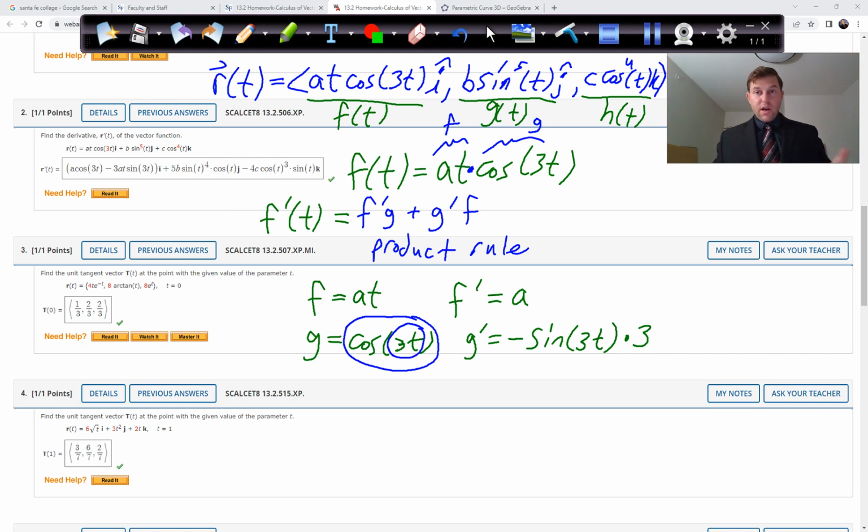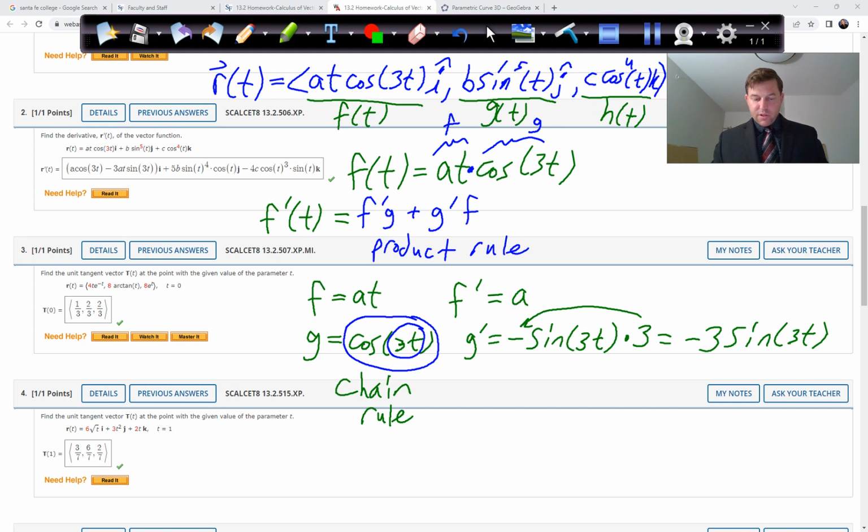So we just reviewed product rule and chain rule. So it's not enough to just call this minus sine 3t. You have to also take the derivative of the inside function, 3 times t, which is just 3. Okay, so this is going to simplify to minus 3 sine of 3t.